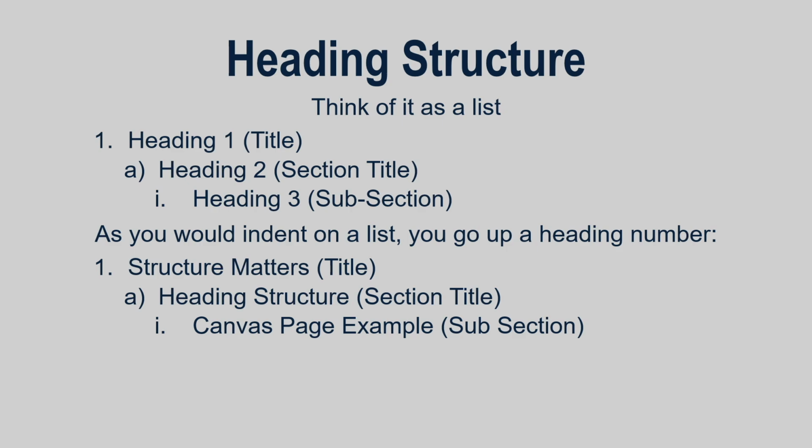Heading 3 is a subsection of heading 2. Going back to our paper example, a subsection of a conclusion may be something like future considerations. The best way to think about heading structure is that whenever you have a subsection of another section, you will go up a heading number. Sometimes it's helpful to write out your headings like a list so you can keep track of what heading number to use.